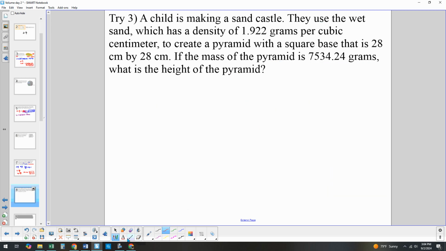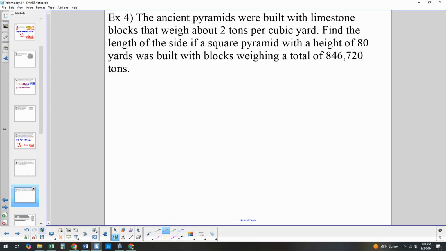So here's one for you to try. Pause. Answers are posted online. For example 4, the ancient pyramids were built with limestone blocks that weigh about 2 tons per cubic yard. So when they say weigh about 2 tons per cubic yard, they're talking about its mass.